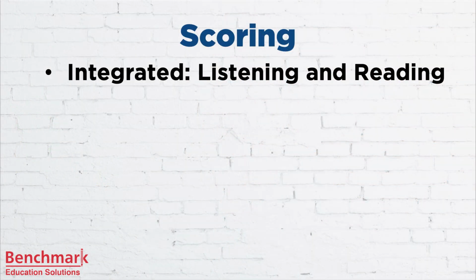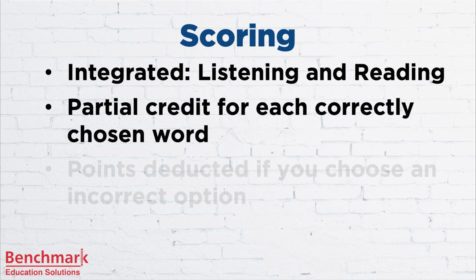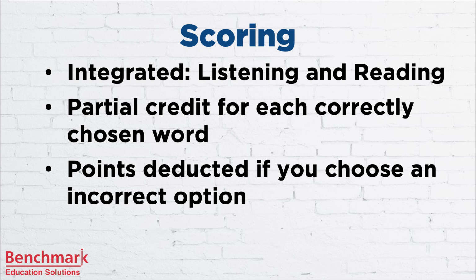Now let's look at scoring for this question type, which is also very important. Since this question type contributes to both your listening and reading scores, it is integrated. You will get partial credit for each correctly chosen word, but you will get points deducted for incorrect options chosen. So in other words, you will get a point if you highlight an incorrect word, or a word in the text that's different than what you hear in the audio. You'll get a negative point if you highlight a word that is correctly spoken in the audio.